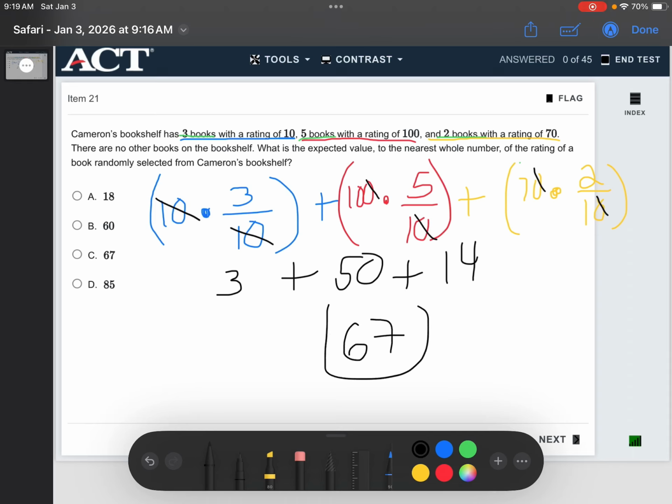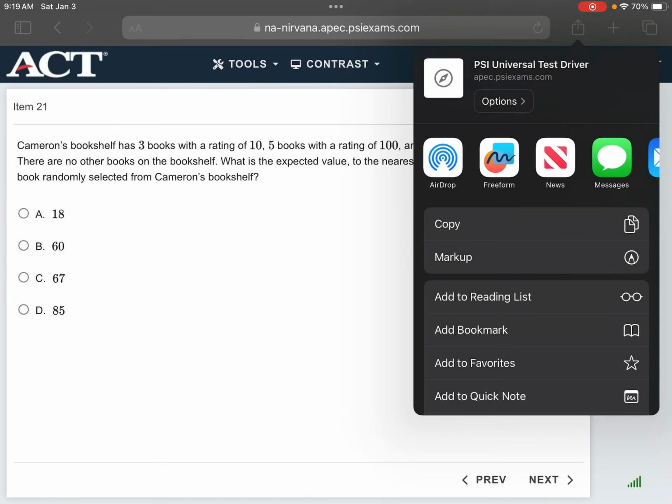So again, the idea here is that you're closing your eyes and reaching onto the bookshelf and grabbing a book. Well, what is the expected value of the rating, right? Obviously, none of the books are rated 67. But that would be the expected value of selecting a book.